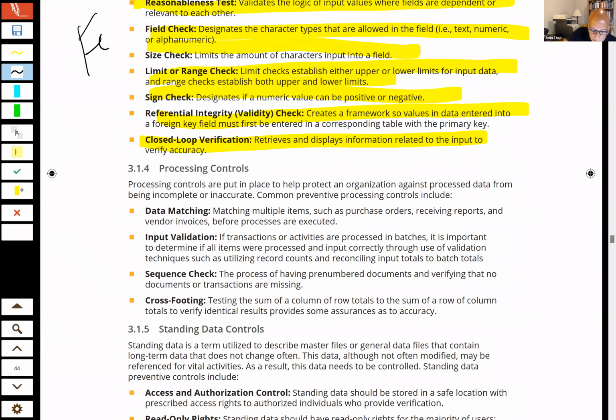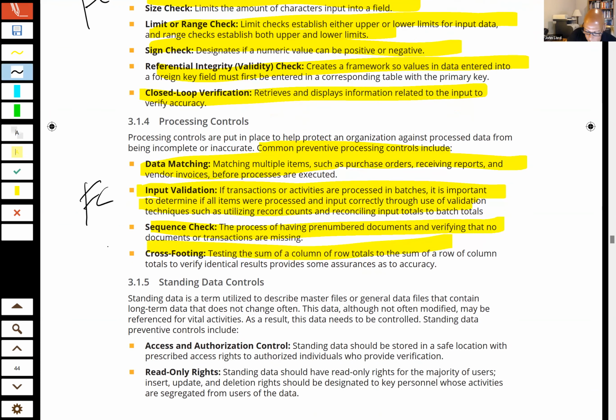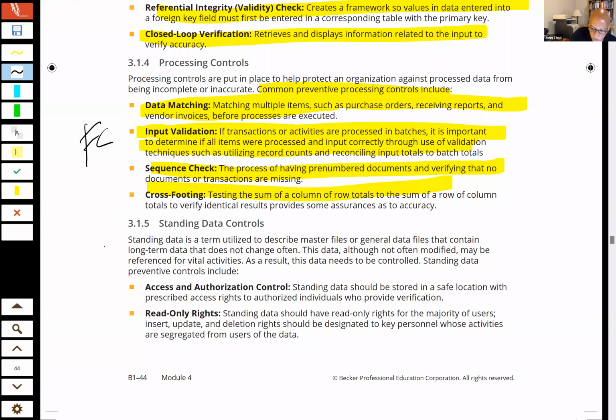Okay. So processing controls include data matching. Okay, such as purchase orders, input validation. Okay, if there's information being put in batches, was it input incorrectly, sequence check. Okay, cross-footing. Okay, all of these would be good examples of processing controls. Once you flashcard those, standard data controls.